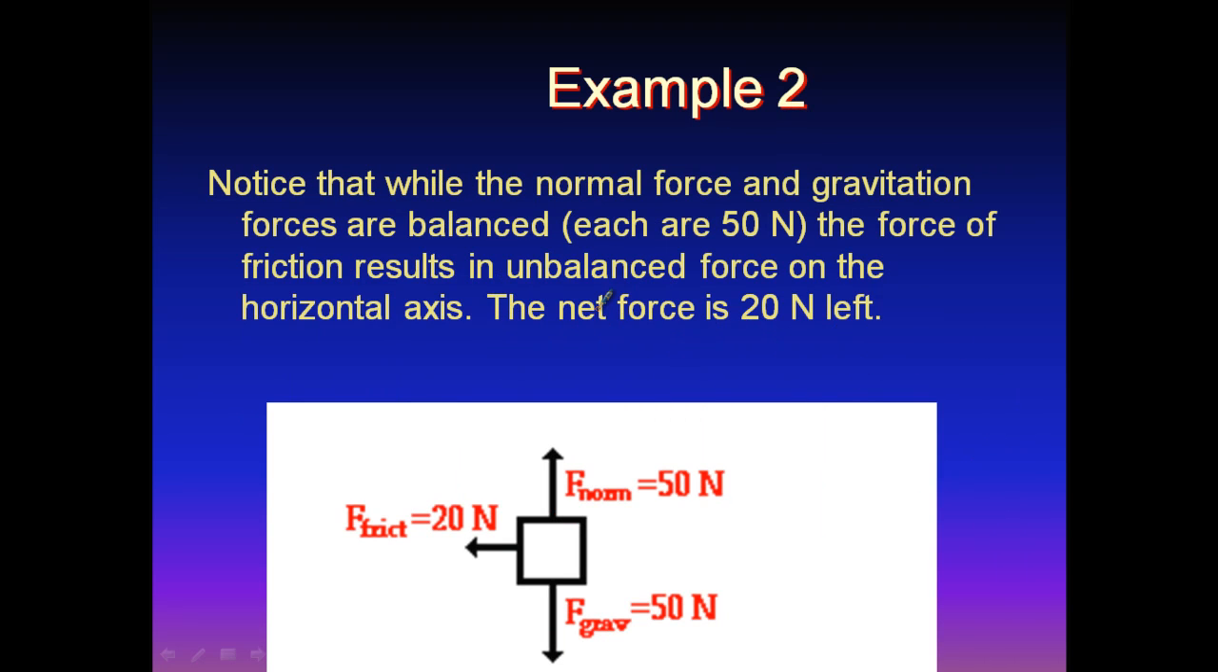Another example, notice that while the normal force and gravitational forces are balanced, each are 50 newtons in this case, the force of friction results in an unbalanced force on the horizontal axis, and the net force is 20 newtons to the left. So which way is this guy going to accelerate? This way. His velocity could be this way, to the right, but acceleration is this way. That would mean he would be slowing down, which is what friction usually does. It slows things down. And remember, acceleration and velocity, they're both vectors. If they point in opposite directions, the object is slowing down.